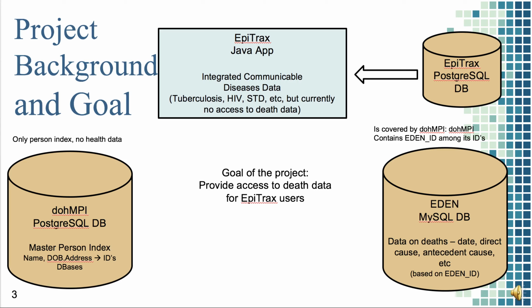Person Index, which can be used to identify a patient within or across participating systems. Hence, the goal of this project was to provide the web service which would allow Epitrax, acting as a client of the service, to resolve any possible ambiguities in personal patient's data through DOHMPI, and thus link the body of patient information in Epitrax to the detailed death information available from EDEN. The achievement of this goal allows to enhance the functionality of the Epitrax application and to provide Epitrax users additional information critical for research in the epidemiology of various infectious diseases.